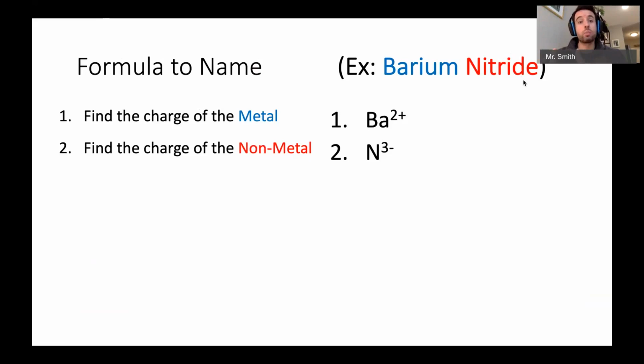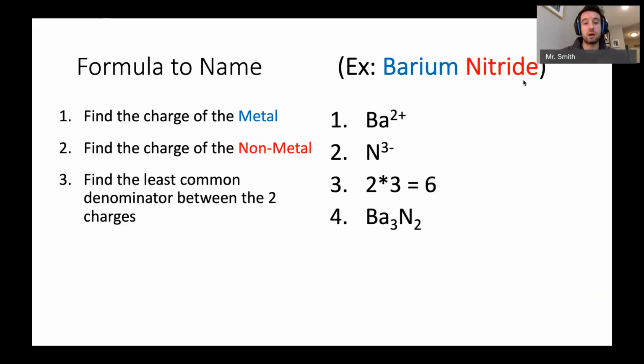Now the next part, step 3, is the trickiest. After you've found the charge of the metal and the nonmetal, the hardest part is figuring out the least common denominator between the two charges. In this case, we have 2+ and 3-, right? So we need the 3- to get to 6, and the 2+ to also get to 6, so that we have 6+ and 6- on either side. We need 6+ from our bariums and 6- from our nitrides.